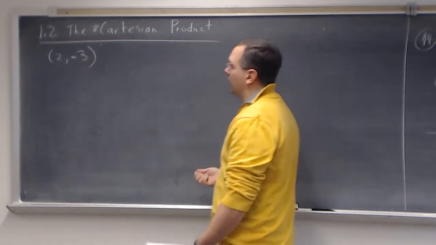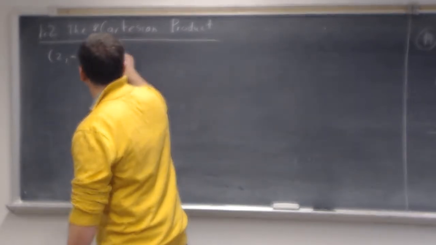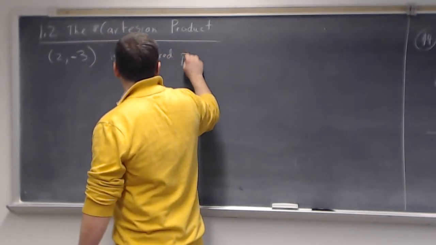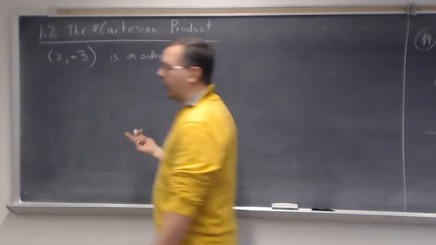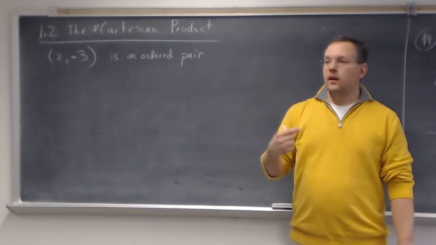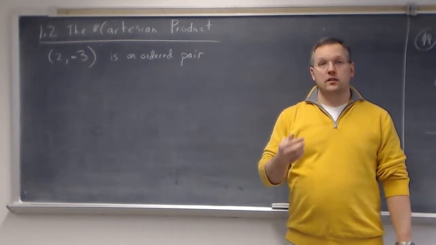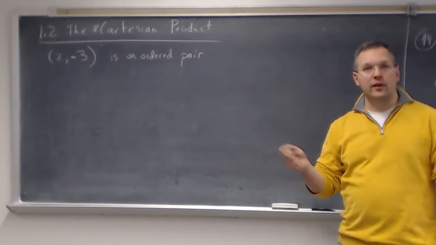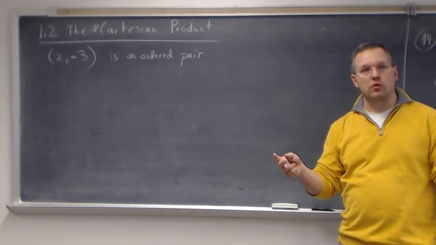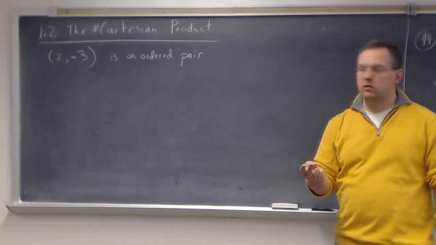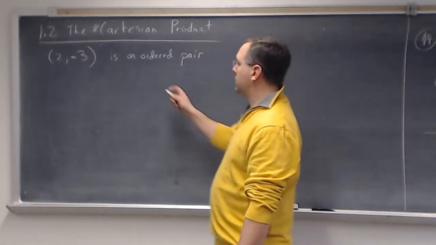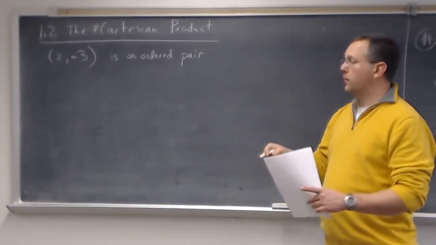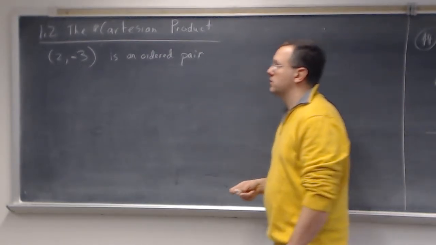Okay. So what is it? It's an ordered pair. It's a pair because there are 2 numbers, and it's ordered because, just like when you're looking at points in the plane, (2, -3) is different from (-3, 2). The order matters. So an ordered pair is basically a list of 2 things, separated by a comma and surrounded by parentheses.